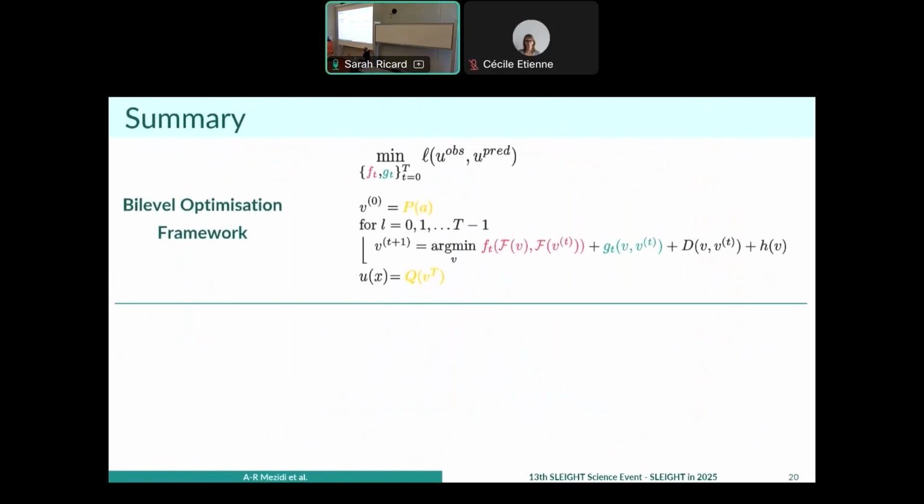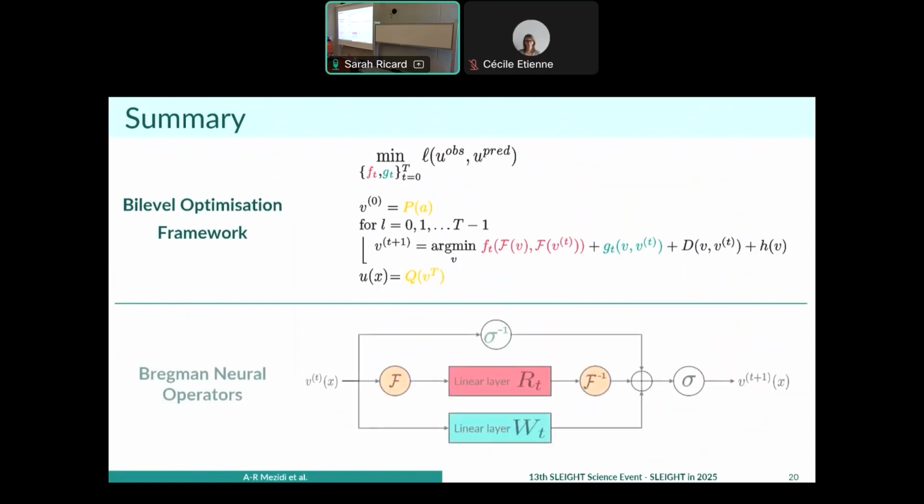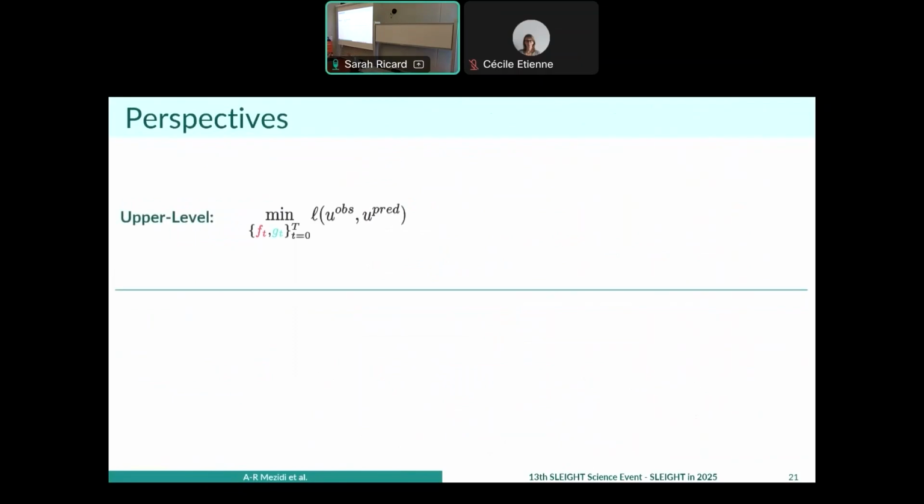So to sum up, we have developed a framework where we view the training of a neural operator as a bi-level optimization problem. From this framework, we have created a new type of neural operators called Bregman neural operators, which show some very interesting properties and specifically scalability performances.